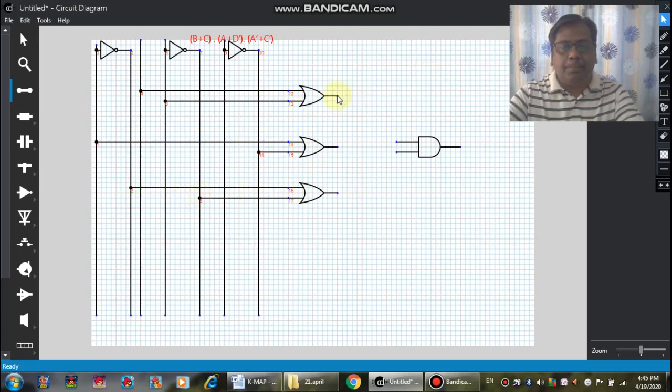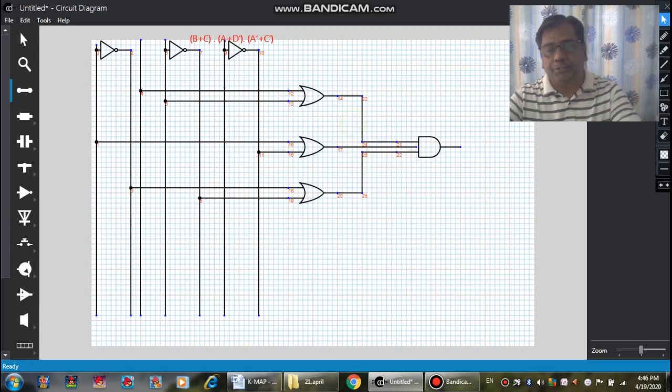Once these are clear, we are supposed to join them to the AND gate. We will join this gate, and this gate as well, and then this gate as well, and it is going to be connected by this.